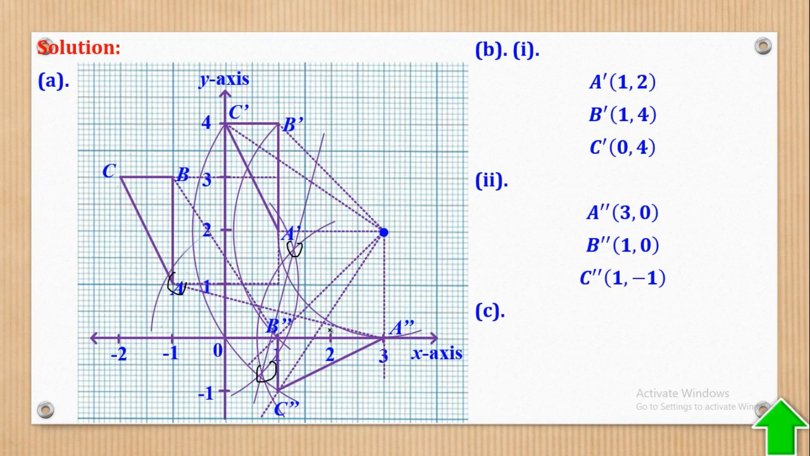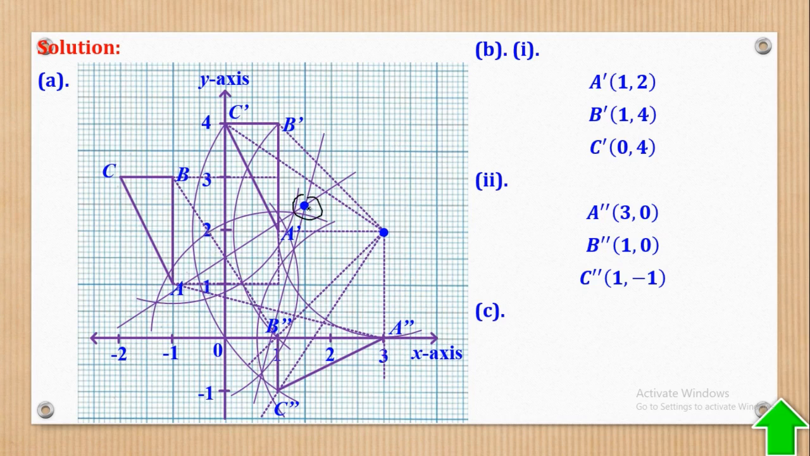What about for B prime? So put your compass under here, draw that arc. Then also put your compass under here, draw that arc. Then join these 2 points, and that will be a perpendicular bisector. So the intersection of these 2 perpendicular bisectors is here, and that will be the center of rotation.